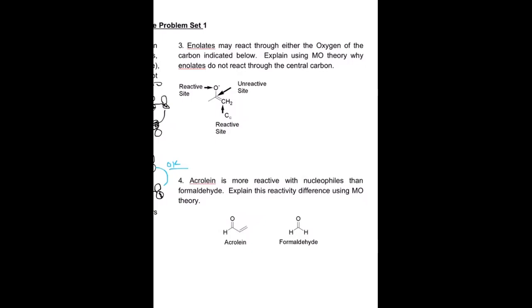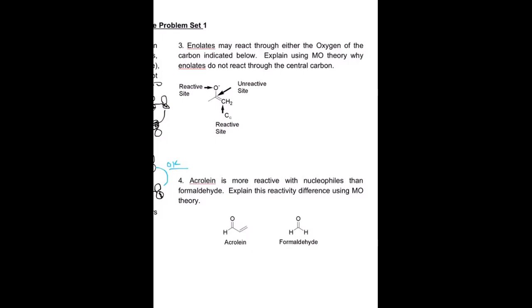All right, let's look at number 3. I'm going to give you some time to think about that. It says enolates react through either the oxygen or the carbon indicated below, but never through the central carbon. Why not? And what pi system can we compare enolate to explain that? Anybody?